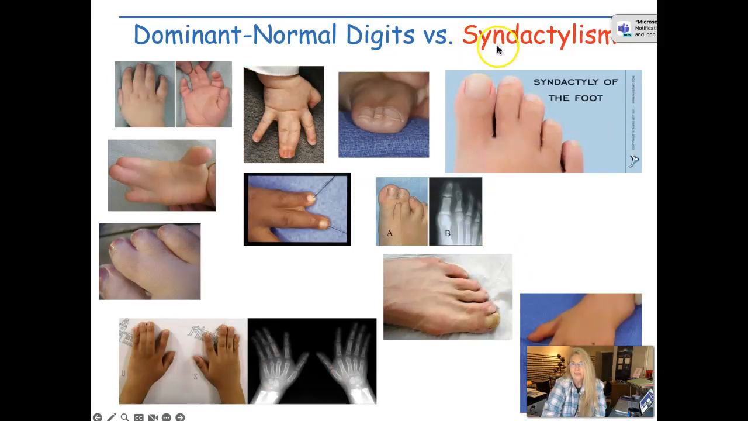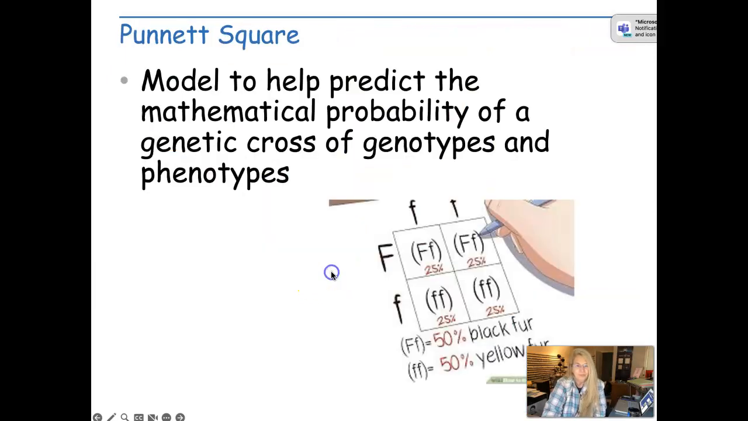Syndactylism. Syn means with or together. And so these are digits that are webbed or joined together. So usually when babies are little and they are born with this, they usually go ahead and do the operation to separate that. But some people choose not to have that operation.